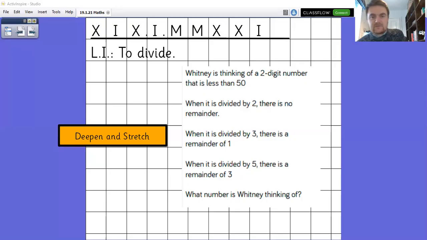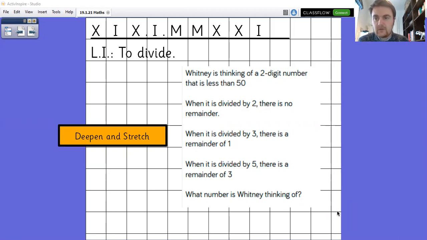Let's have a look at a starter based on your previous learning where we looked at remainders. Whitney is thinking of a two-digit number that is less than 50. When it's divided by 2, there is no remainder. When it's divided by 3, there is a remainder of 1. When it's divided by 5, there is a remainder of 3. What number is Whitney thinking of?